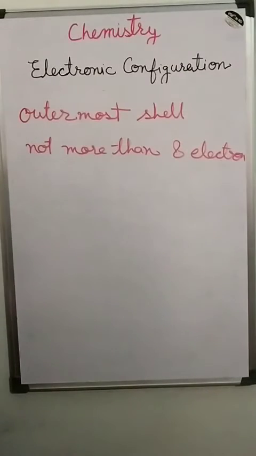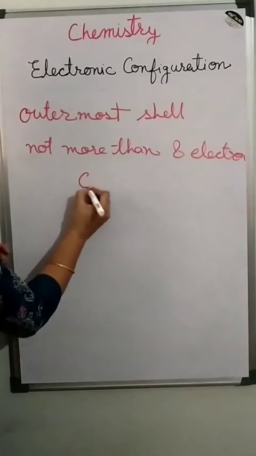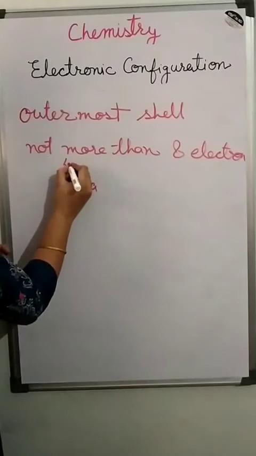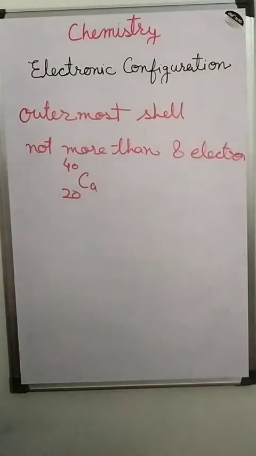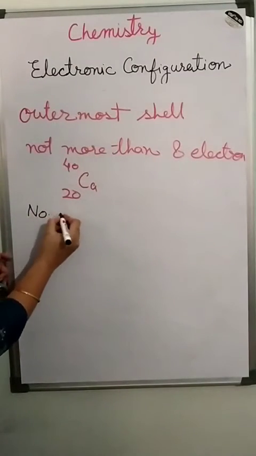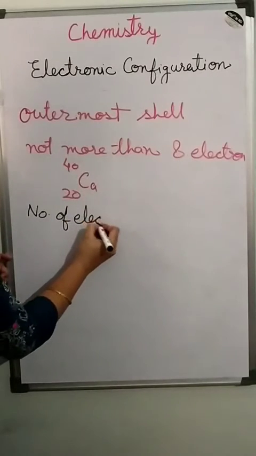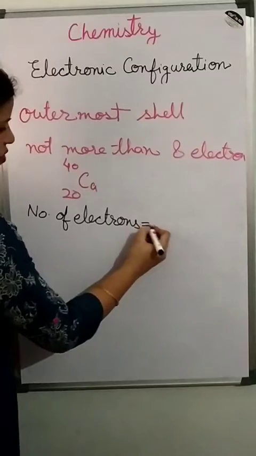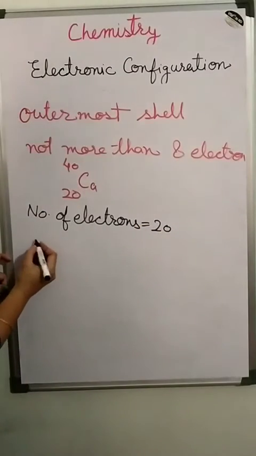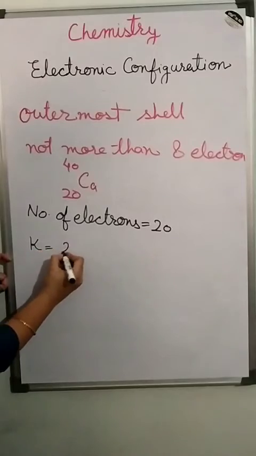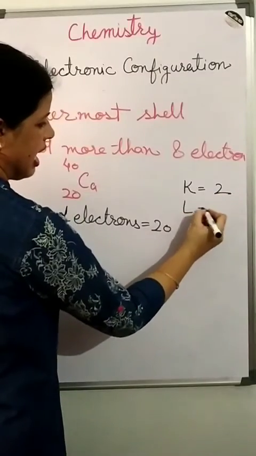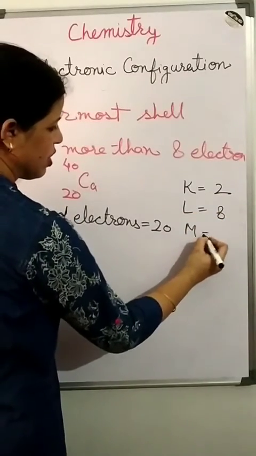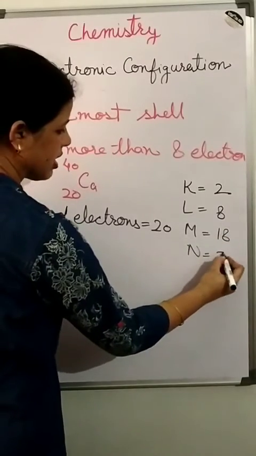Now, suppose I am taking one example, that is calcium, Ca, with atomic number 20 and mass number 40. Here the atomic number is 20. It means the number of electrons is equivalent to 20. The first shell K is 2, as we found. L is equal to 8, M is equal to 18, N is equal to 32.